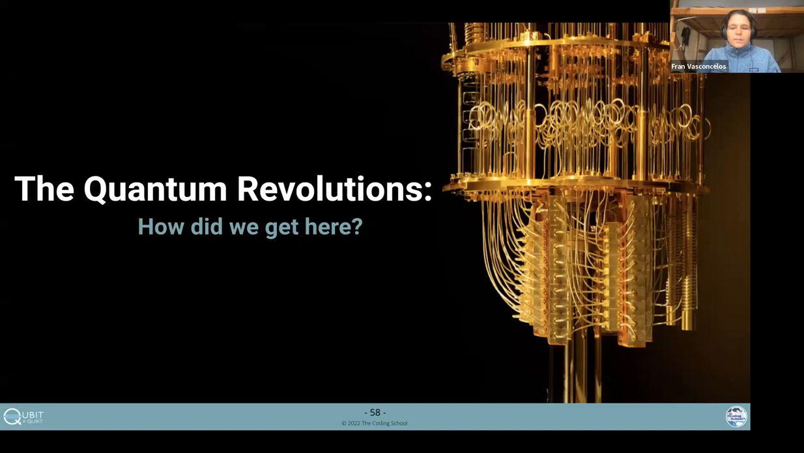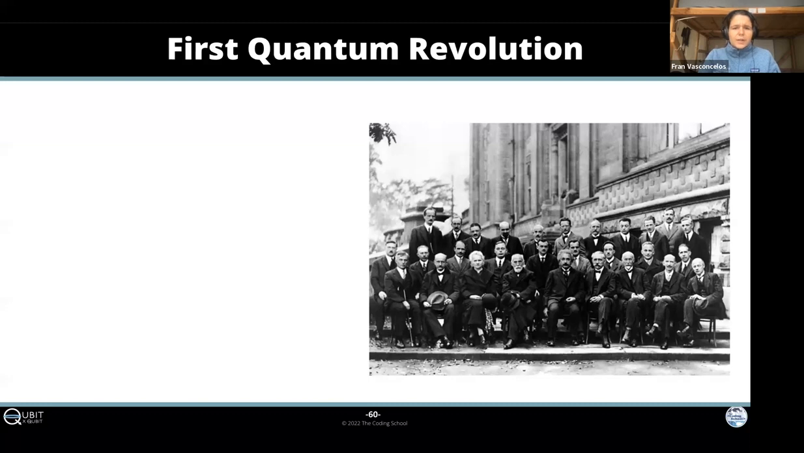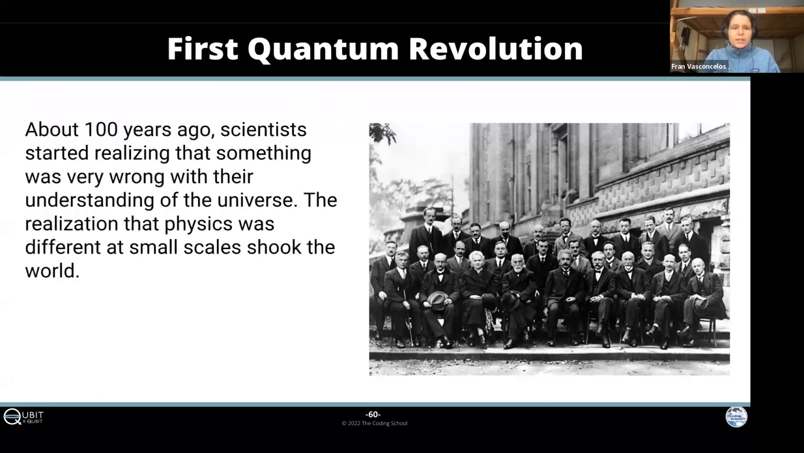So that was a bit of background, but now we want to spend a bit of time discussing the quantum revolutions. How did we get from the development of quantum mechanics to the modern day state of quantum computing? The first quantum revolution really took place in the early 1900s when scientists realized that classical mechanics didn't really apply at the microscopic level. They started realizing that something was wrong with their understanding of the universe, and that physics was fundamentally different at small scales.